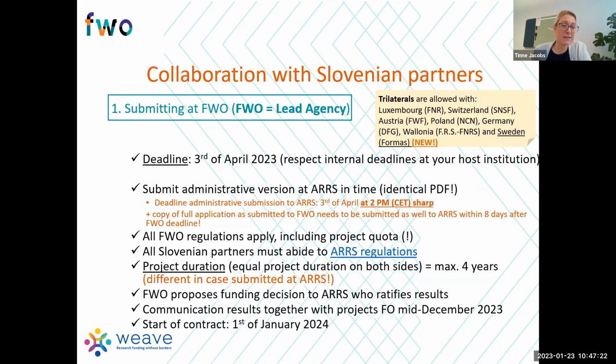And besides this, a copy of the full application as submitted to the FWO needs to be submitted to the F.R.S within 8 days after our FWO deadline of the 3rd of April. Please take this into account because F.R.S is very strict about this condition. The project duration is, again, maximally 4 years when FWO is the lead. It's different when F.R.S is the lead. The results will be communicated mid-December, start of project 1st of January.